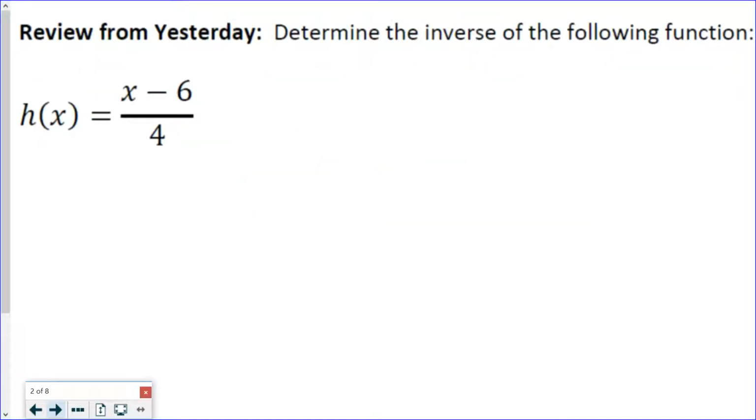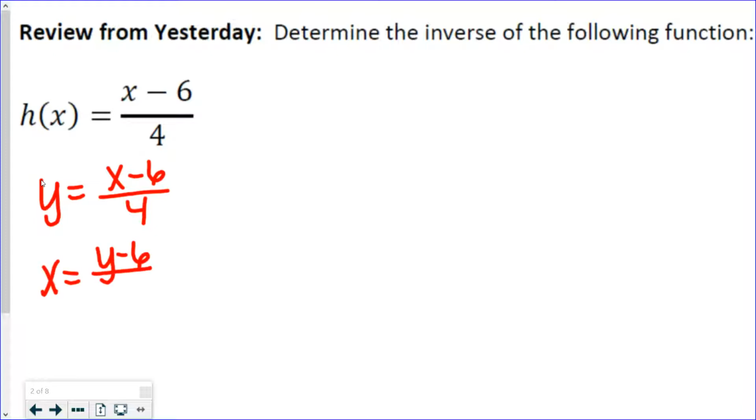All right. And then we're going to review what we just did yesterday. So yesterday we just found the inverses. That's what we're going to do here. So remember, the first thing is I take it out of function notation and I make this y equal to x minus 6 divided by 4. My second step is I switch my x's and y's. So this is x is equal to y minus 6 divided by 4. And once I've switched my x's and my y's, I'm going to solve it for my new y.